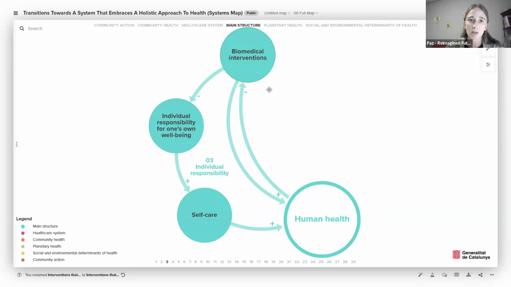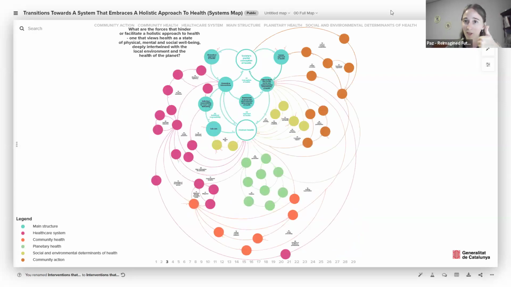So this is our main structure. Any questions so far? Does anyone want to comment on something? Everything's clear?